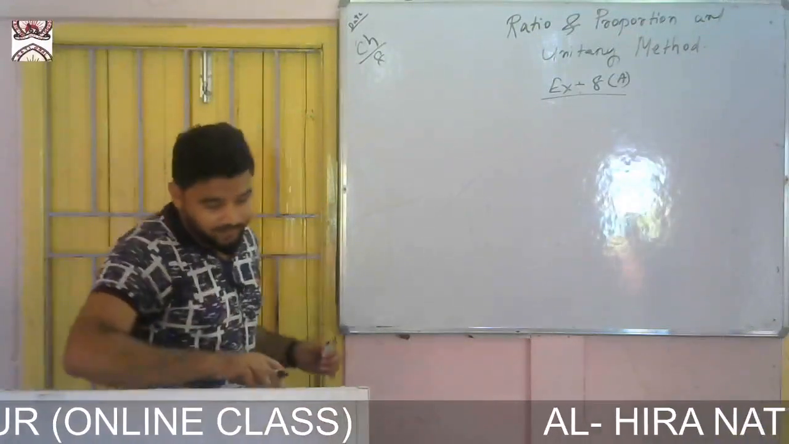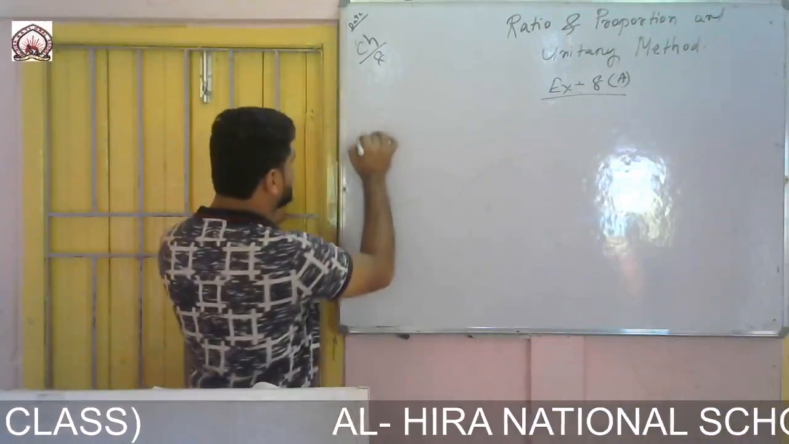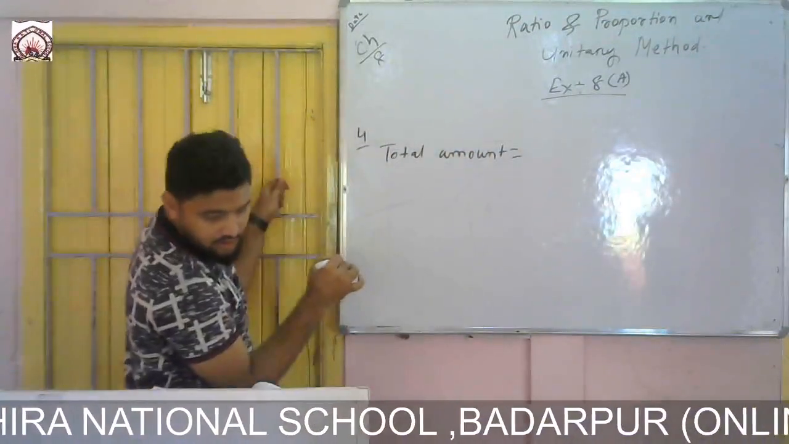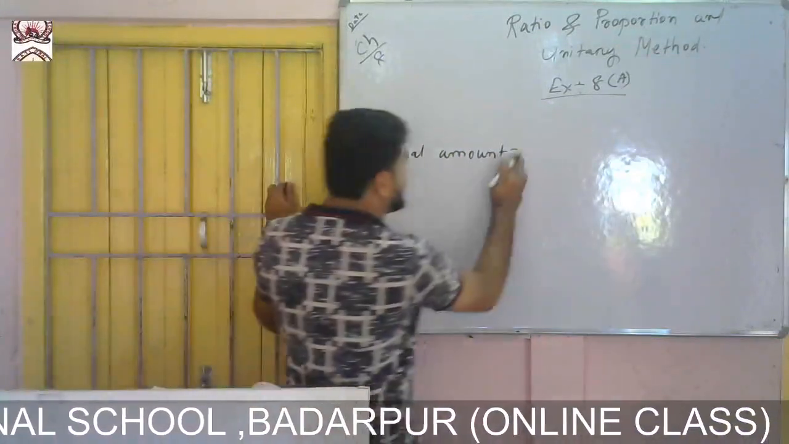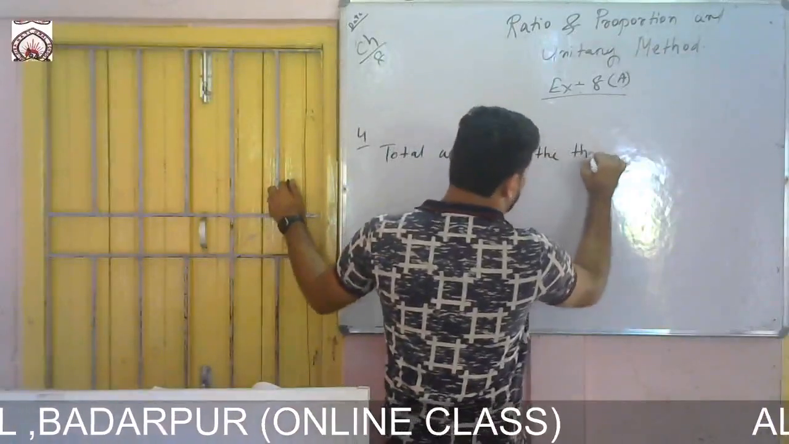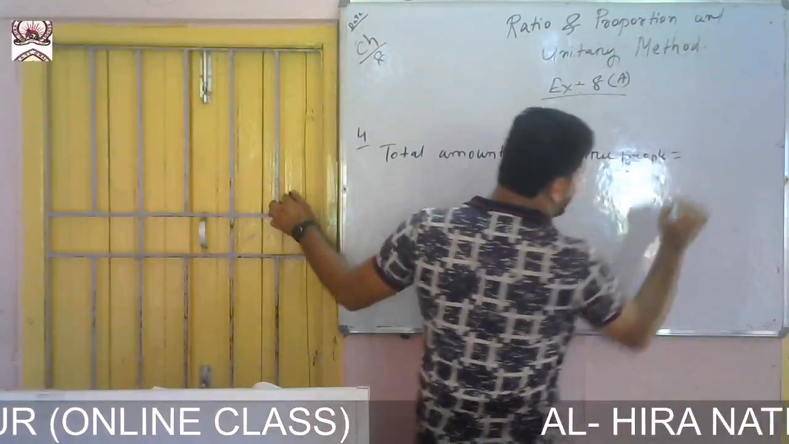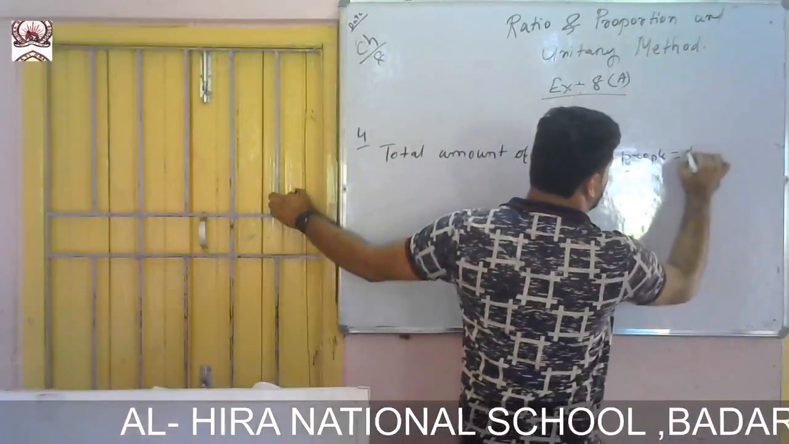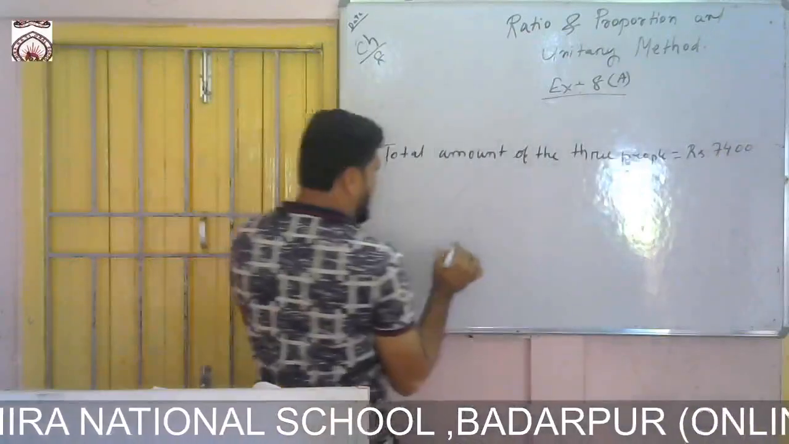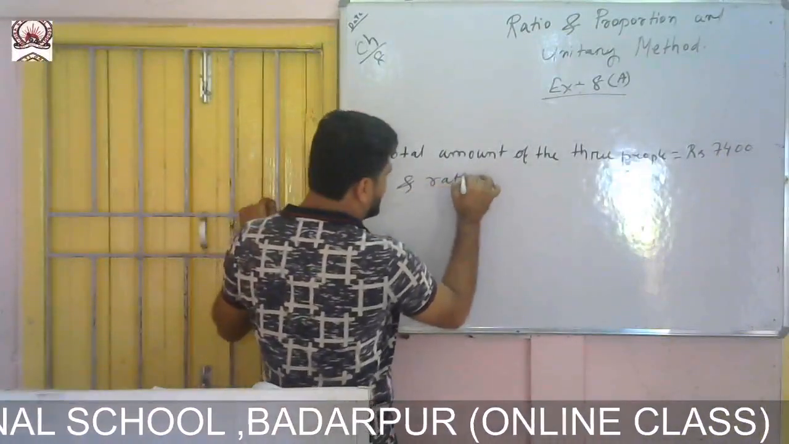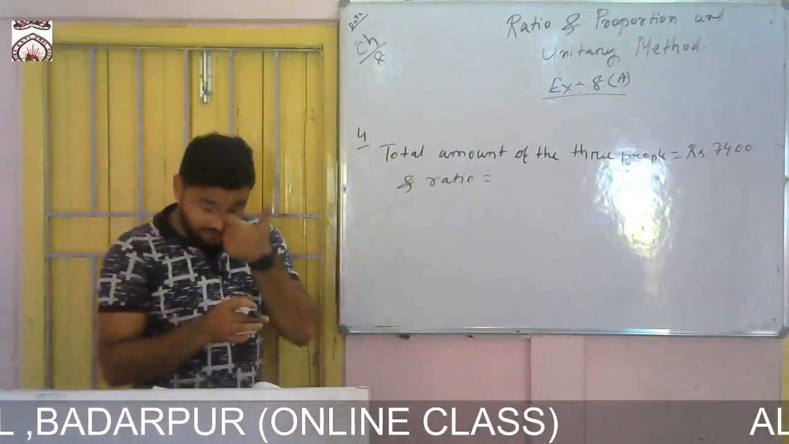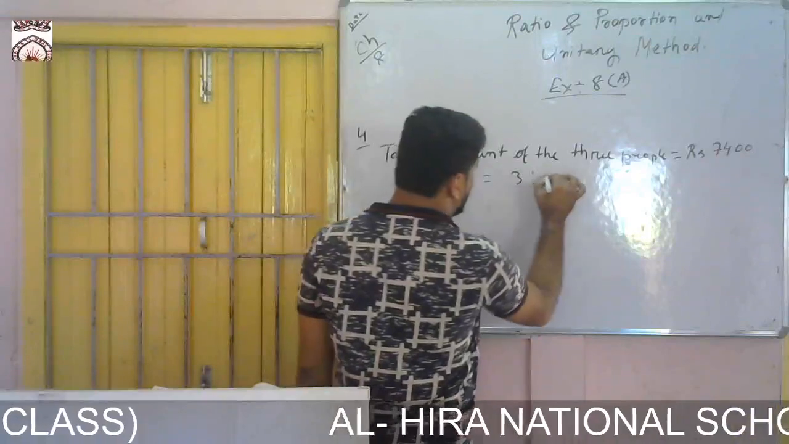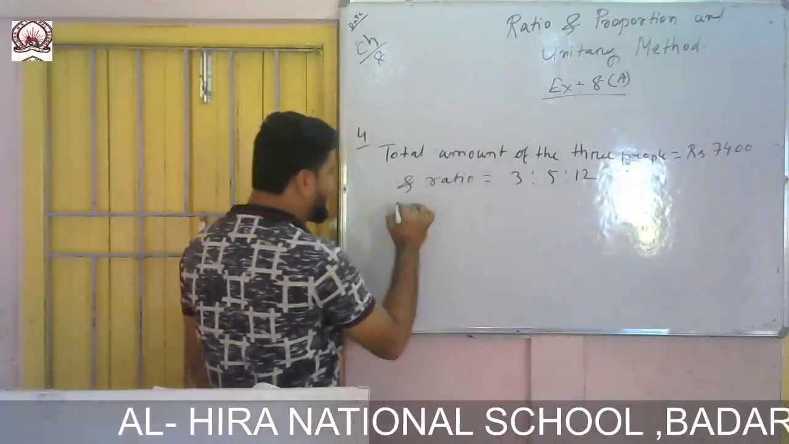So see the question. Write total amount. Total amount of the 3 people equals 7400 rupees. And the ratio given is 3:5:12. Therefore, we need to find the sum of the ratios.